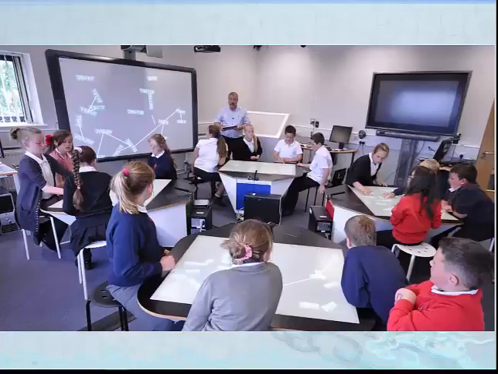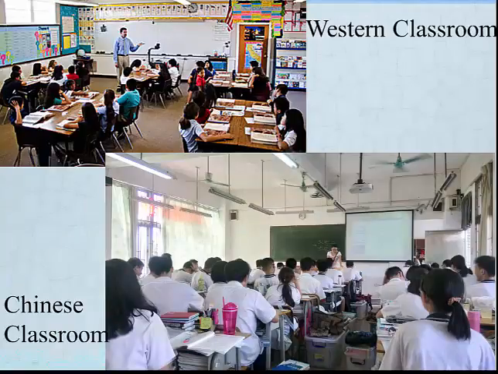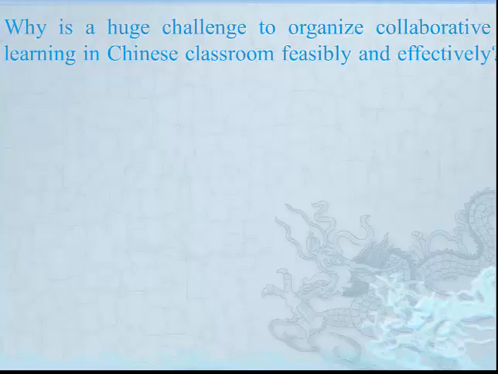Now let's have a look at the typical Western classroom and the Chinese classroom. It is not difficult to find the difference between them. Taking the number of students as an example, there are about 30 students in the Western classroom, while there are about 60 students in the Chinese classroom. So in the Western classroom, the teacher is more accessible to each student, while it is hard for the teacher in China. So why is it such a huge challenge to organize collaborative learning in China?